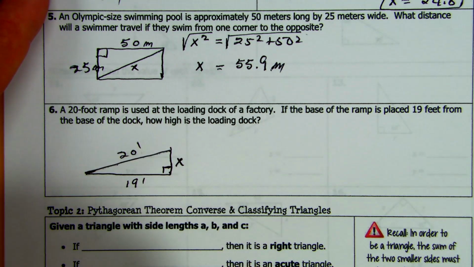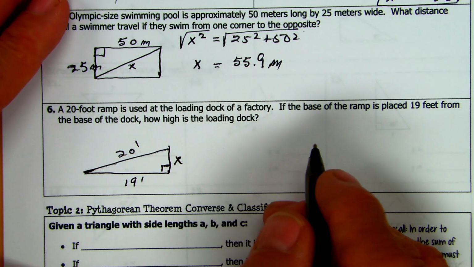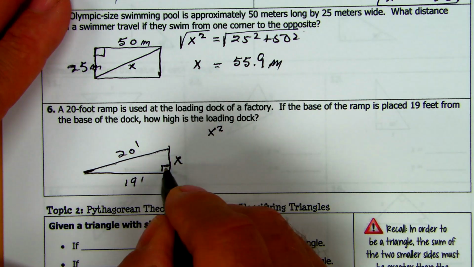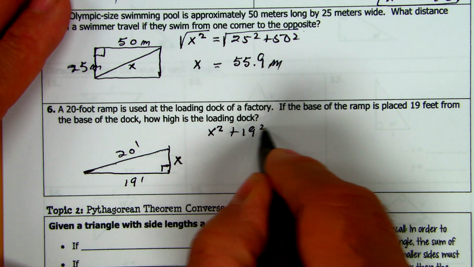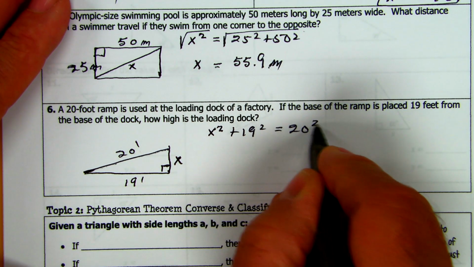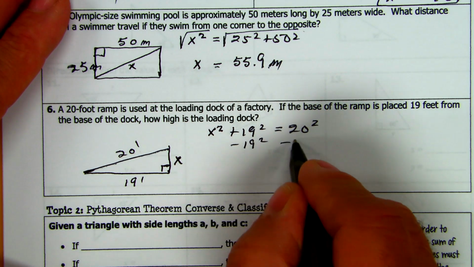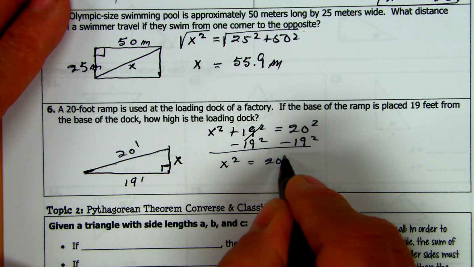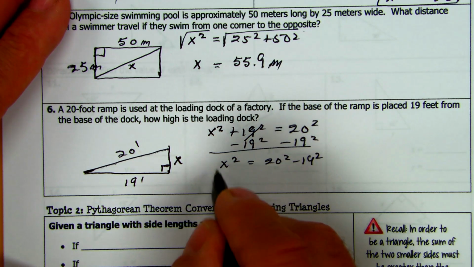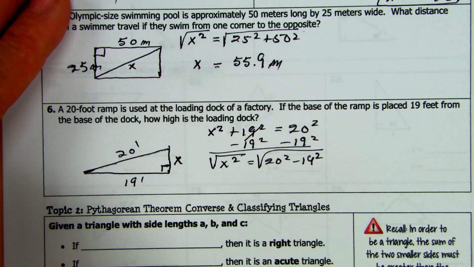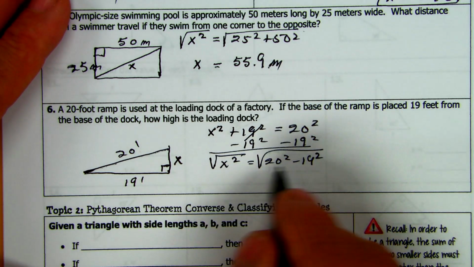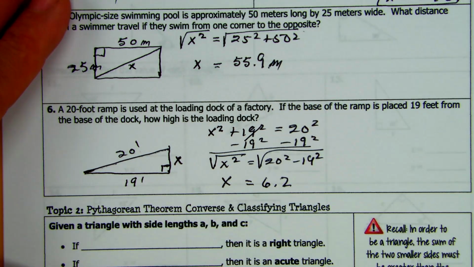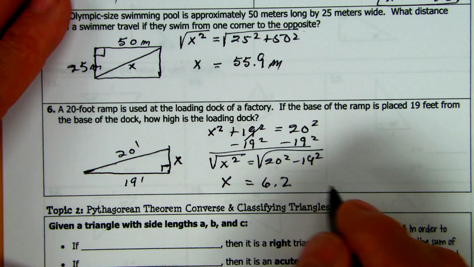So that's our picture. We've drawn it. We've labeled it. So what we're looking for is a leg here. So we could say that x squared, that leg, plus 19 squared, the other leg, is equal to 20 squared, the hypotenuse. So we can move the 19 squared to the other side. So we have x squared is equal to 20 squared minus 19 squared. And we take the square root of both sides. When we do that, put that in our calculator, we find that x is equal to 6.2. Now it's going to be 6.2 feet.